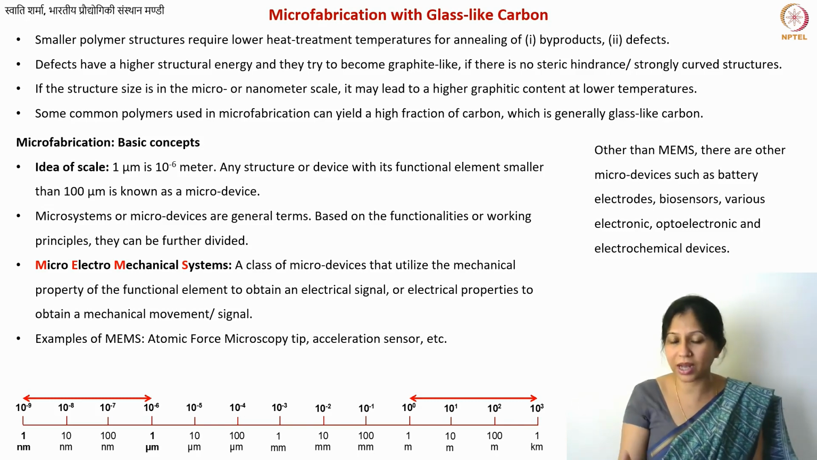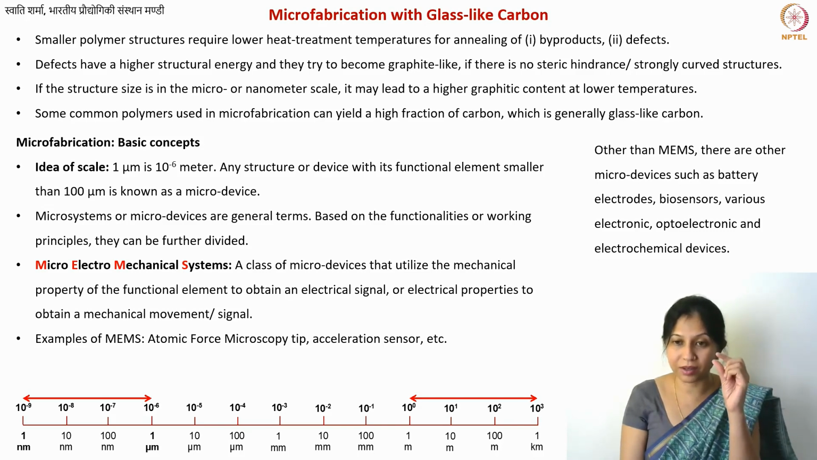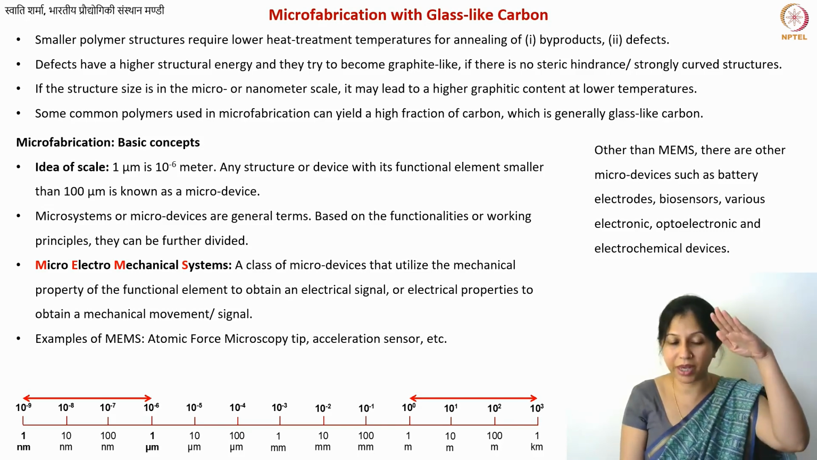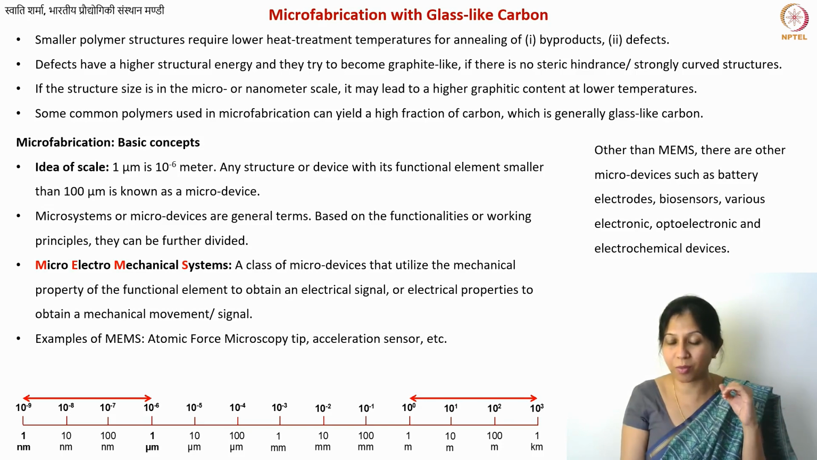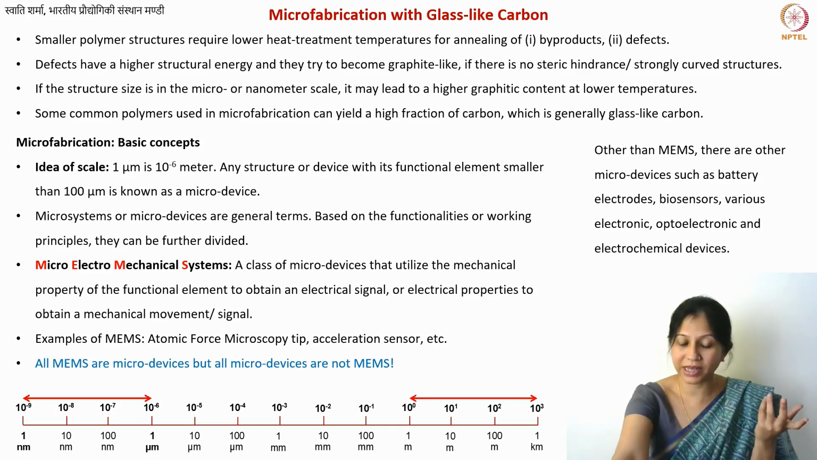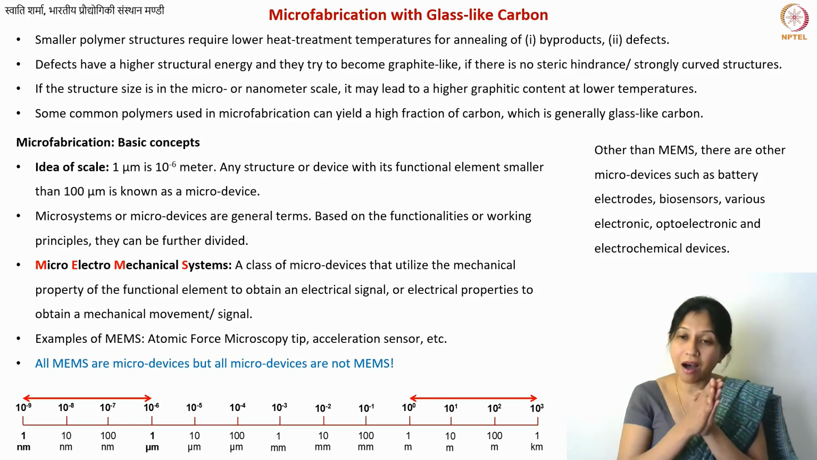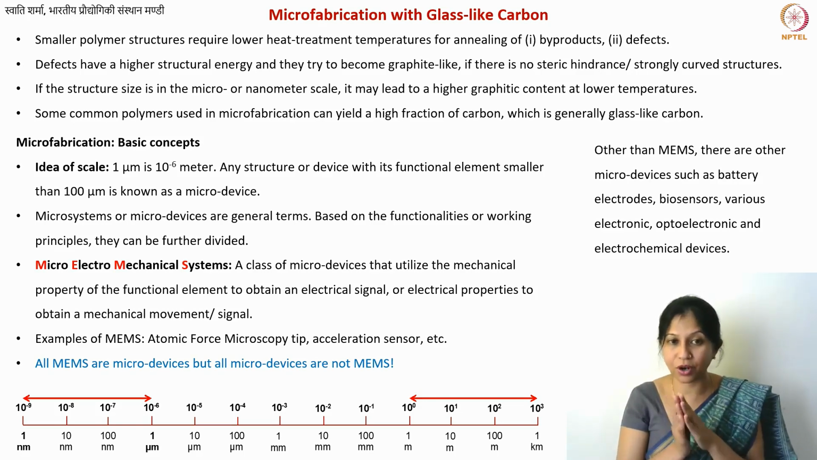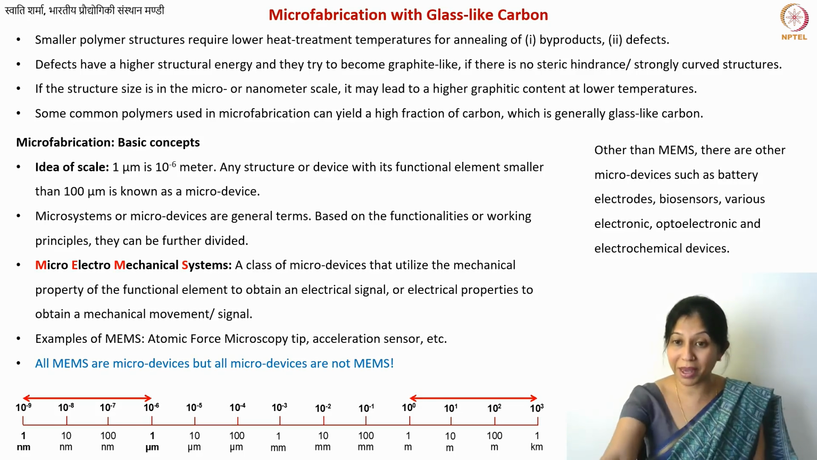There are also other examples like biosensors. If I have a microscale structure and I immobilize some enzymes on top of it, and those enzymes are performing a certain function and are sensitive to a certain biological molecule, this entire setup may not be a MEMS device, but it is a microscale device. So basically, the idea is that all MEMS are micro devices, but not all micro devices are MEMS.